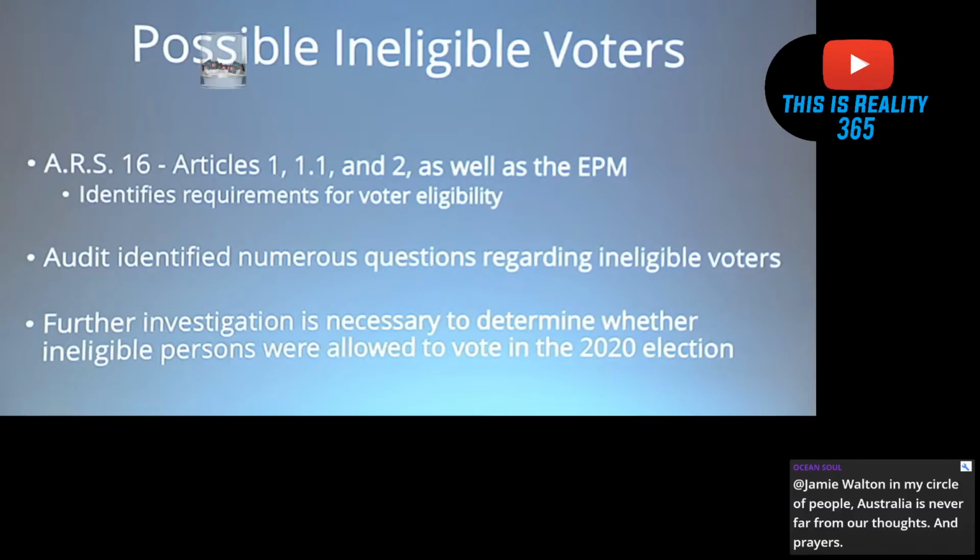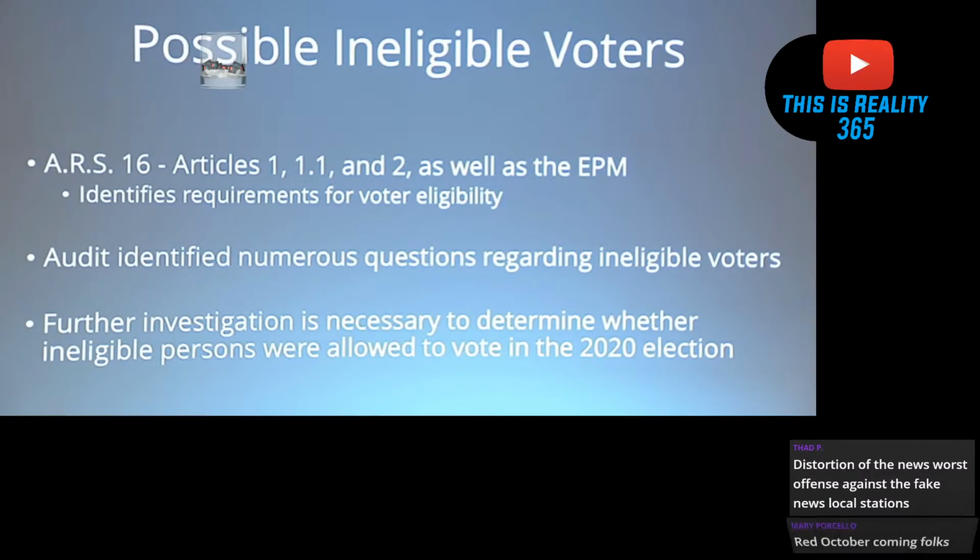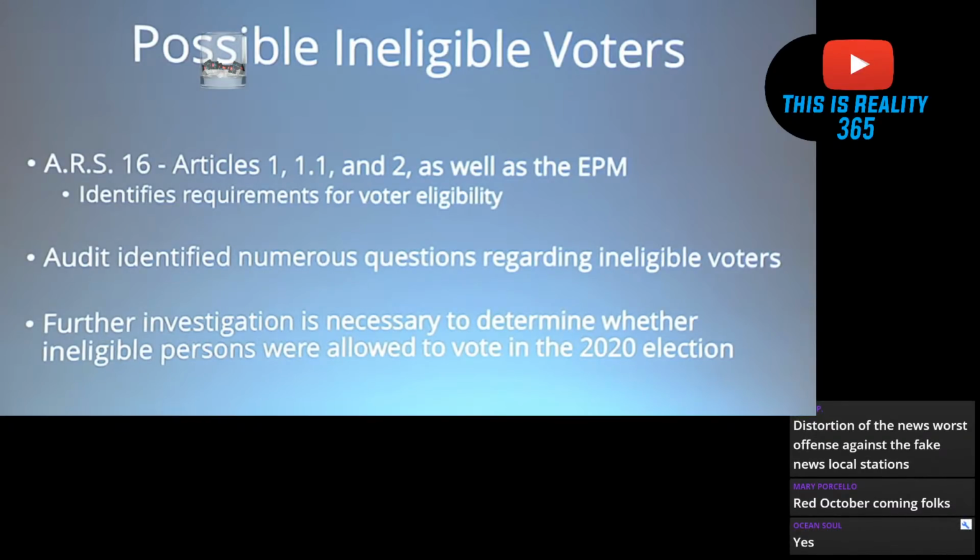Several articles, which include multiple statutes within ARS 16, as well as many aspects of the election procedures manual, identify Arizona's requirements for an individual to be considered an eligible voter and therefore allowed to cast a legal vote. The audit identified numerous questions regarding possible ineligible voters.